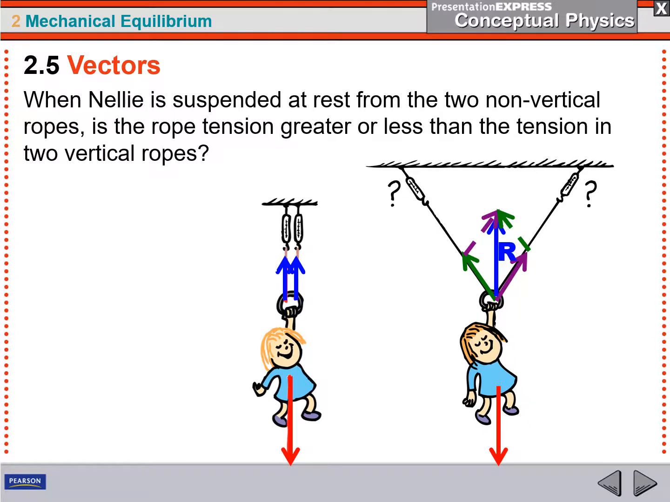Just like in the example before, when she had two ropes but they were directed upward, the resultant has to add up to 300 newtons. If the two vectors are not parallel, they still have to add up so that it cancels out her weight, otherwise there would be motion.